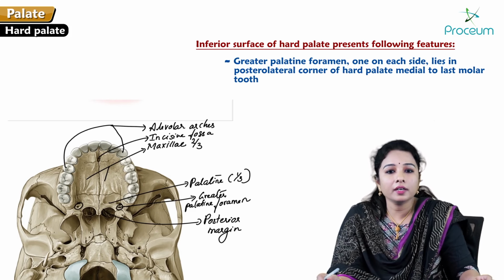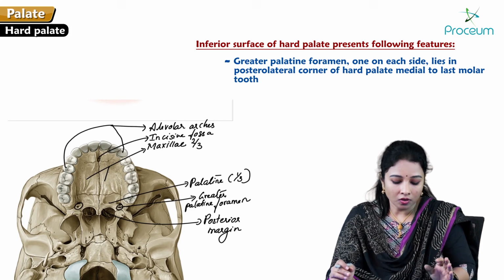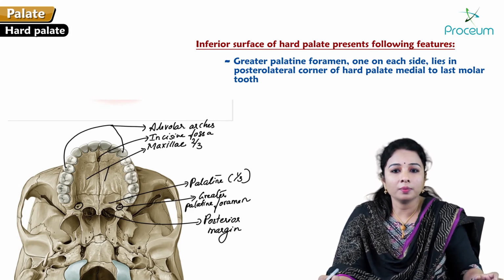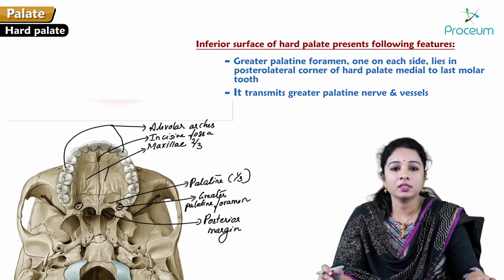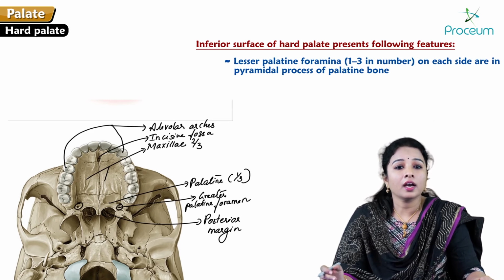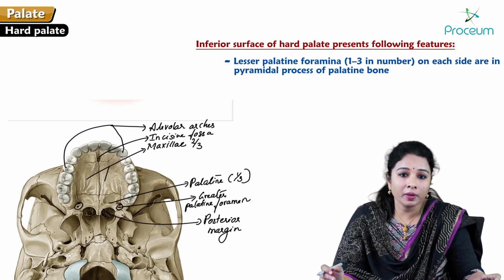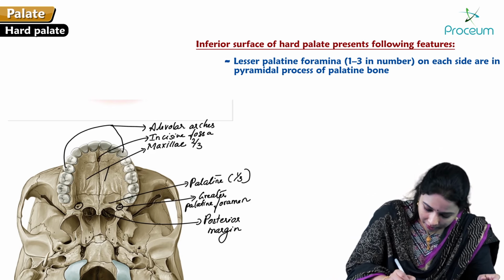The greater palatine foramen, which is present on either side of the hard palate, transmits greater palatine nerves and vessels. Lesser palatine foramina are usually 1 to 3 in number on each side and are in the pyramidal process of the palatine bone. So here is the pyramidal process.